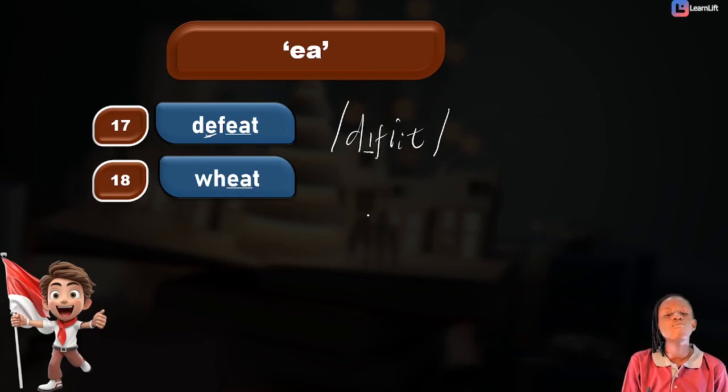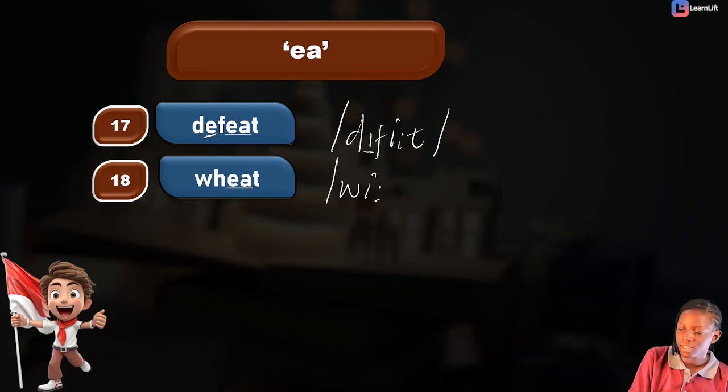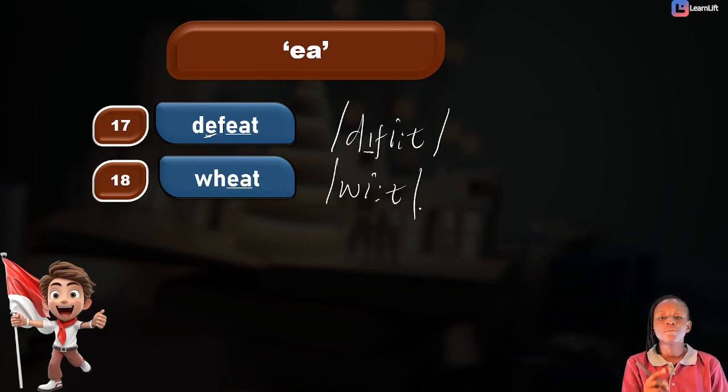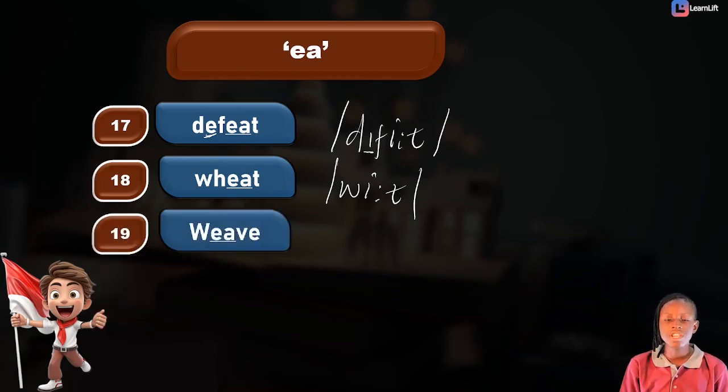Next up, I have wheat. Wheat. Now, only what is pronounced is to be transcribed. Now, in the transcription of wheat, this is it. There's no H because my H is what? Silent in its pronunciation. Next, I have weave. My weave, I have weave.